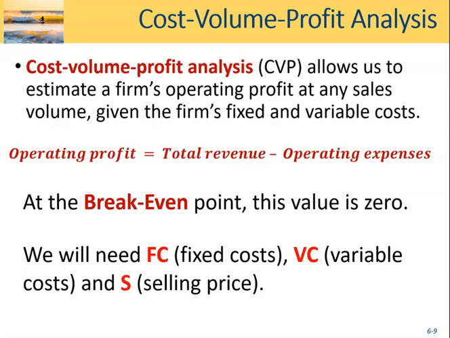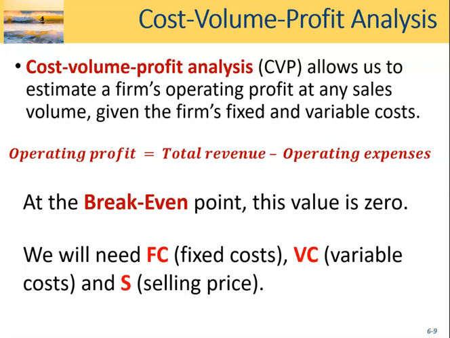So if we sold, let's stick with the highlighters again. If we sold 2 million highlighters and we sold them to customers for $1 a piece, then our total revenue is going to be $2 million. Okay, minus operating expenses. And our operating expenses consist both of our variable cost and our fixed cost.